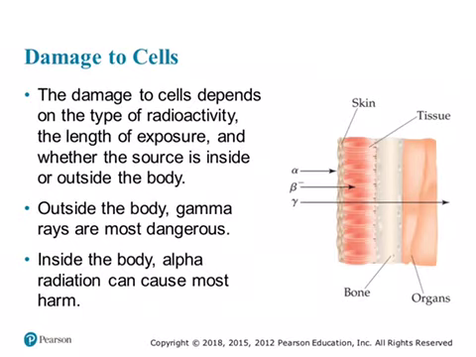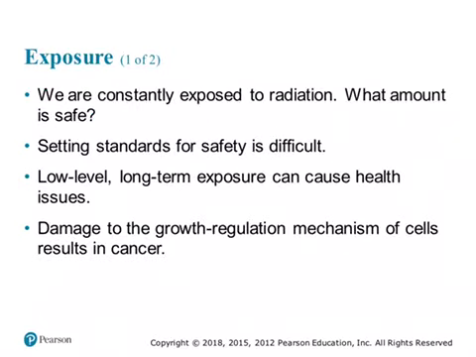Beta can get through skin. Alpha has a hard time getting through skin, but if it's inside the body, it's going to cause the most damage because it affects mass and charge. So what amount is safe? Well, you have to look at standards. What are the standards for safety?